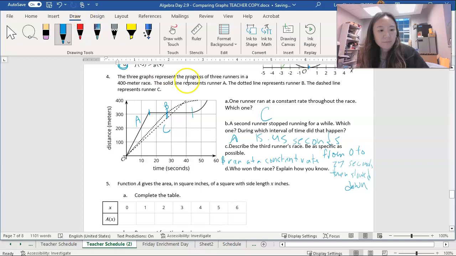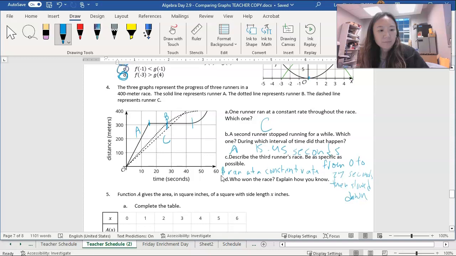All right, D says, who won the race and how do you know? So explain how you know. They are doing a 400-meter race, so it's when they cross the 400 line, and that happened fastest for person C. You can see that person C here at a little bit before 40 seconds crossed the finish line. Person B was just under the 400 mark until about 47 or 48 seconds.